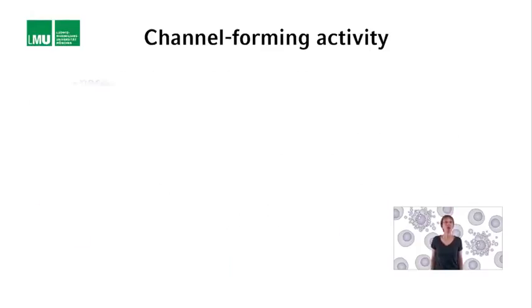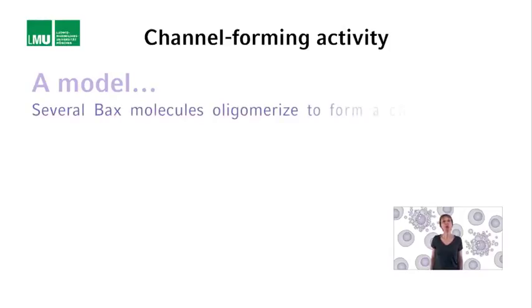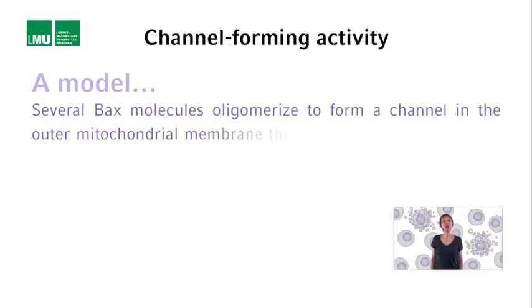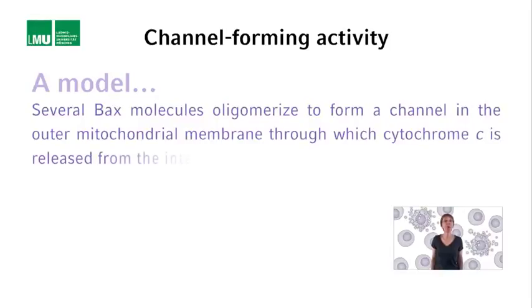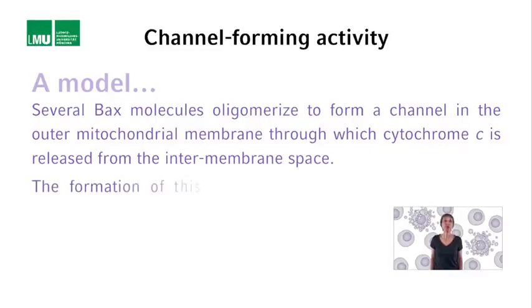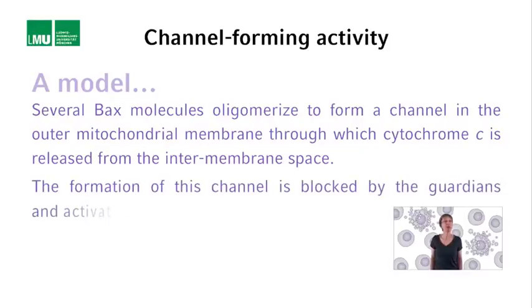So a model was put forward that several BAX molecules oligomerize to form a channel in the outer membrane through which cytochrome C is released from the intermembrane space, and that the formation of this channel is blocked by the guardians and activated by the sensors.